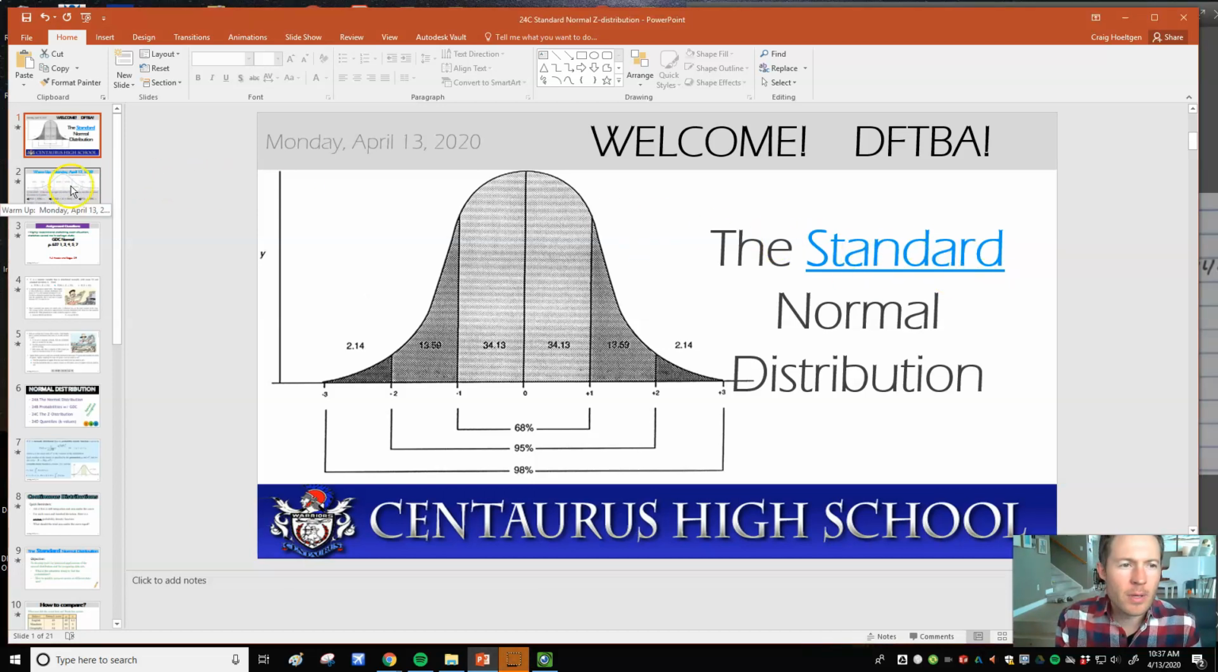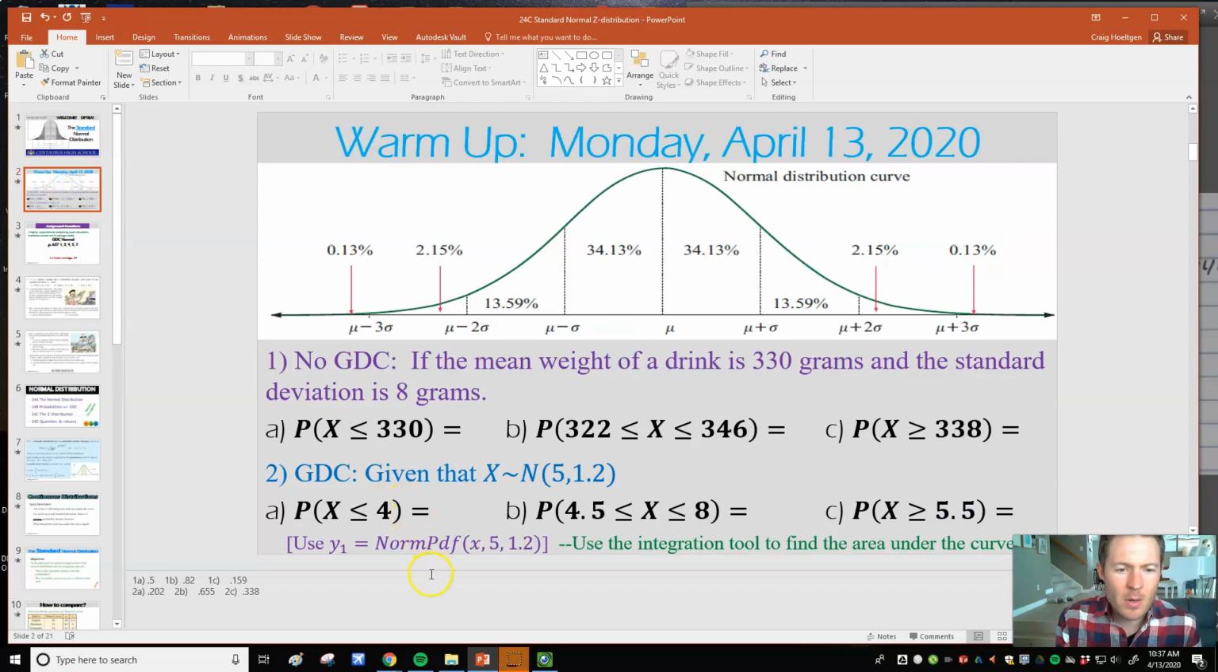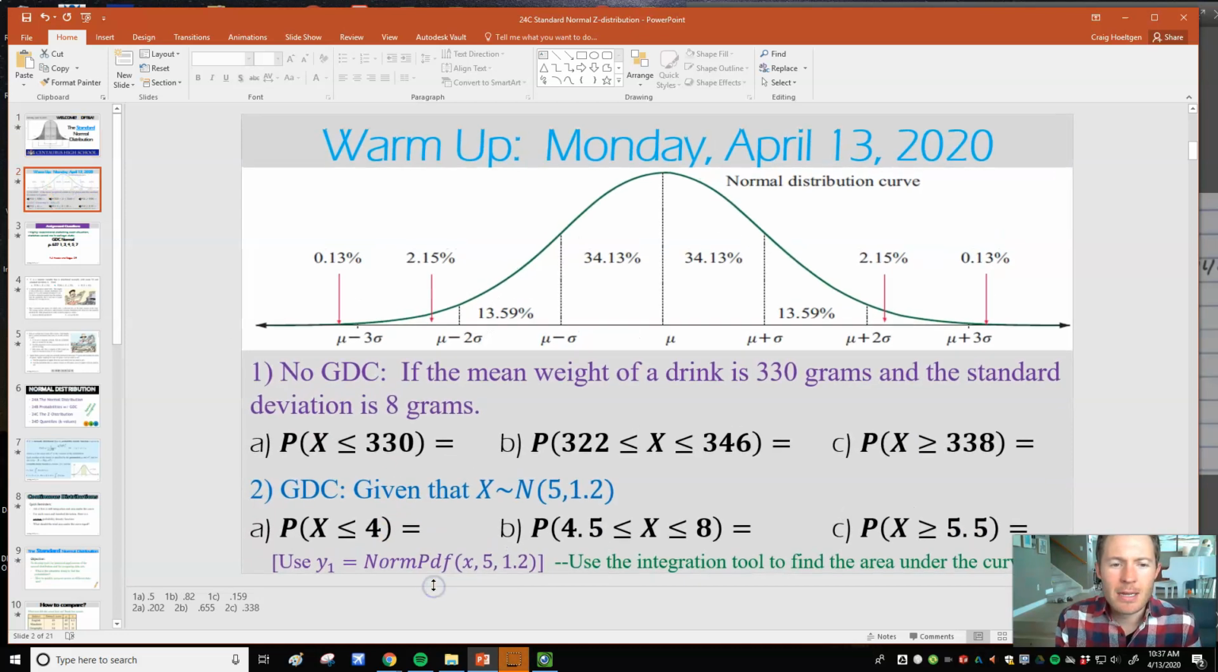As always, let's start off with a recent review to get some ideas going. Go ahead and pause the screen and give these a shot. Okay, hopefully you had a chance to do that. Let's go over these. Without a calculator, without a GDC, if the mean weight is 330 and our standard deviation is 8, here we're looking at the probability of it being less than or equal to 330.